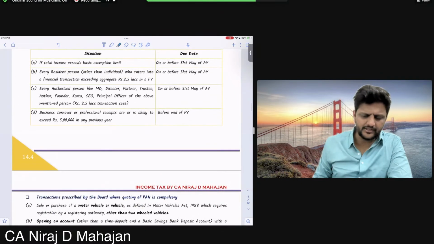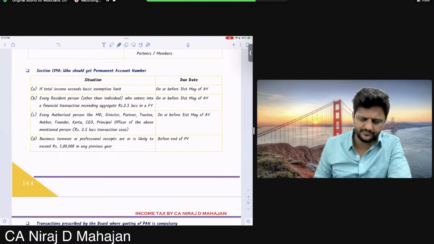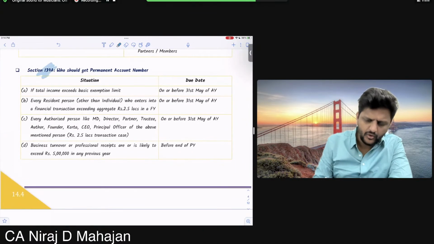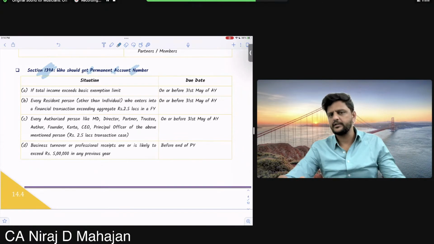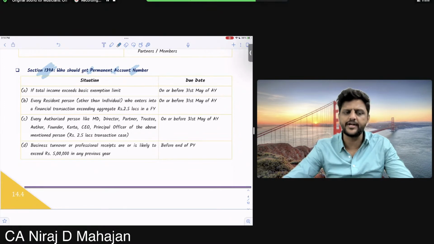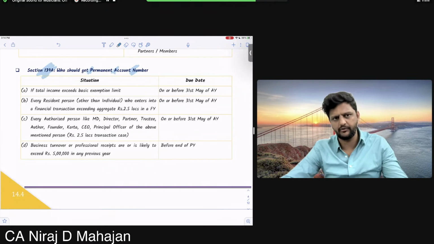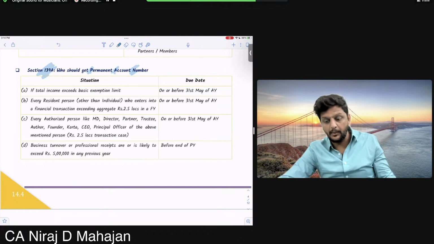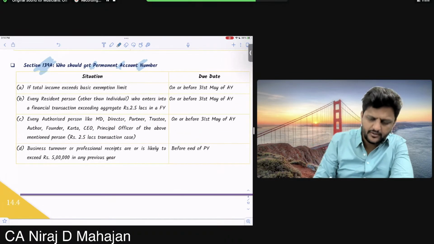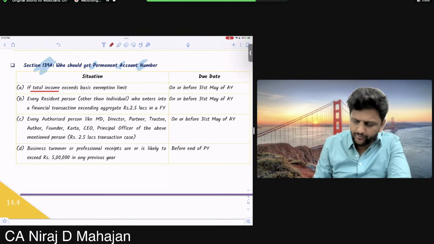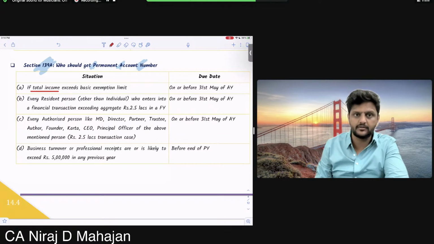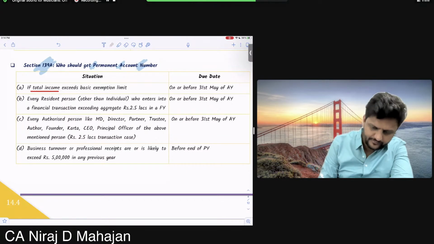Section 139A. I'll just quickly go through some sections quickly. Theory it is. Who should get PAN, permanent account number, compulsorily. Do you remember TAN, tax deduction and collection account number? Remember that was for TDS. But PAN is the very basic and the most important one. So when is it compulsory that you have to take a PAN? If total income exceeds the basic exemption limit, then on or before 31st May of the AY, the assessment year. Not PY, of the AY.